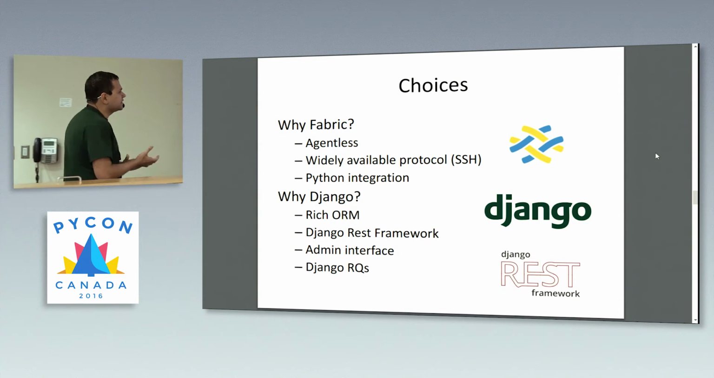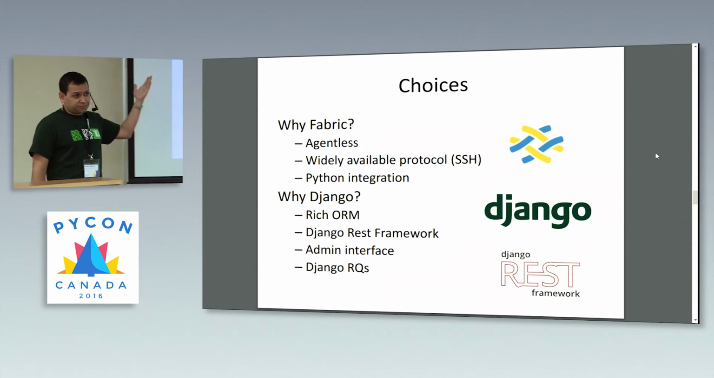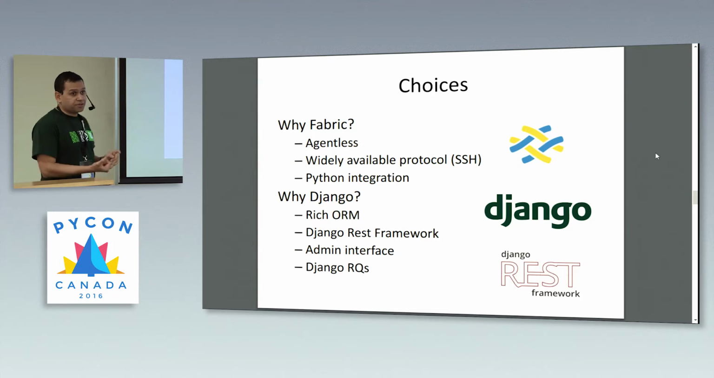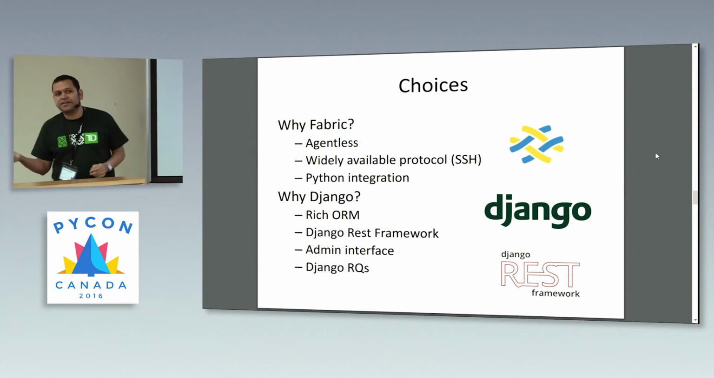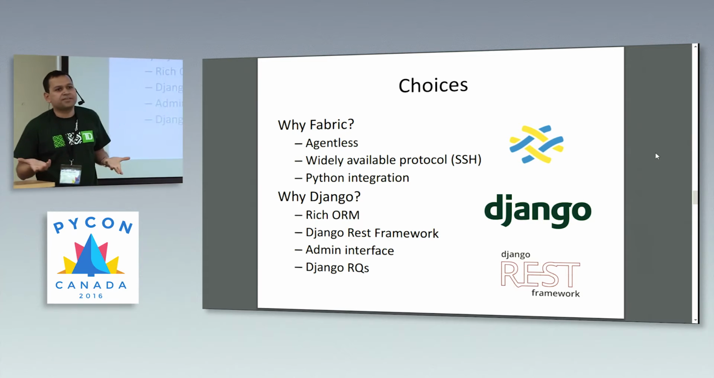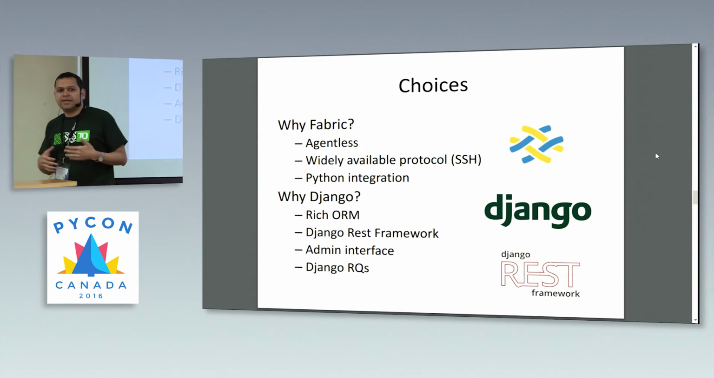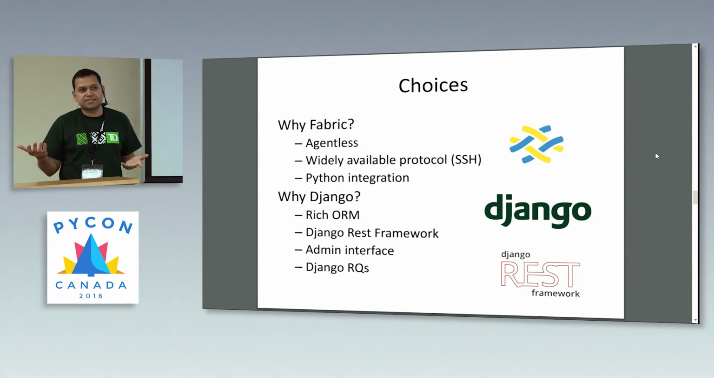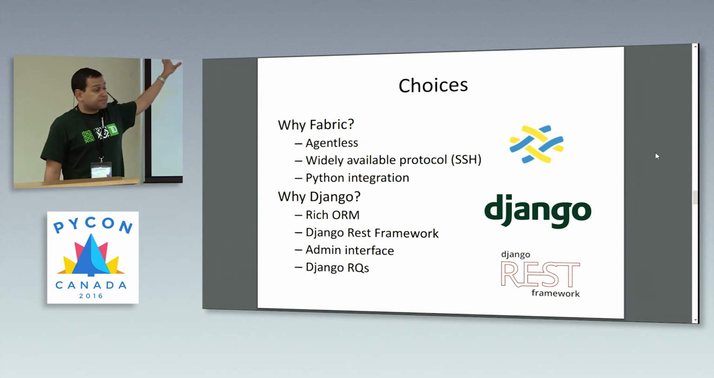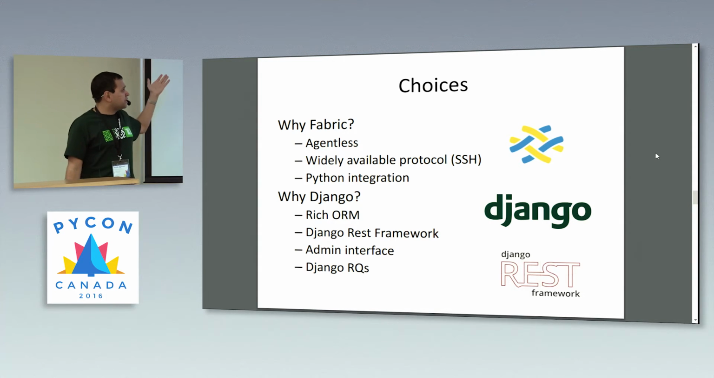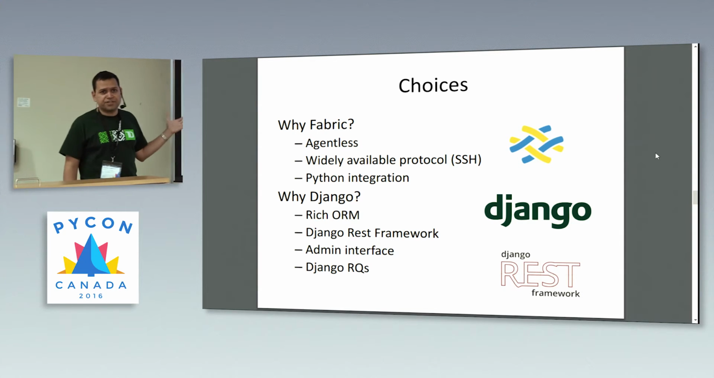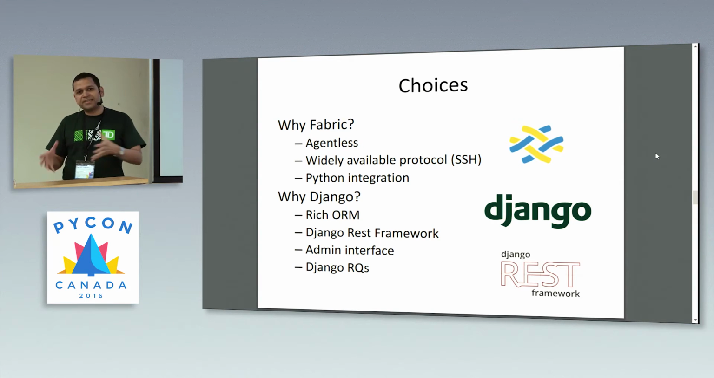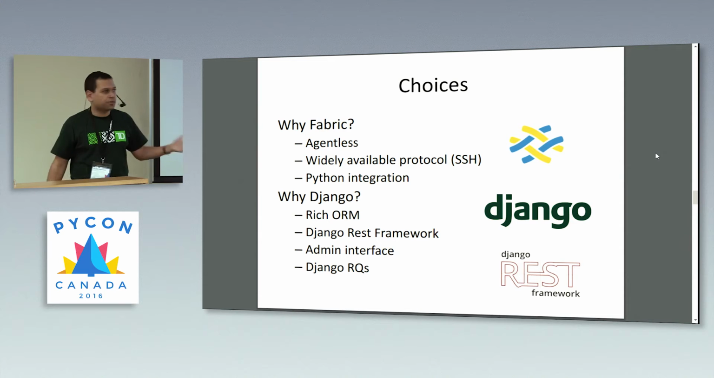While designing the system, I chose Fabric for all the back-end work, which is all that SSH and interacting with the servers. Why? Because it's agentless, which means you don't need to install something there. And if you think about it, if you have a NetApp filer, they're not going to let you install a salt minion out there or any sort of agent-based provisioning system. So you just use an agentless system like Fabric. And it works over widely available SSH, and it has very good Python integration, not just on the command line, but also if you are incorporating that library, the Fabric library, into your Django code.